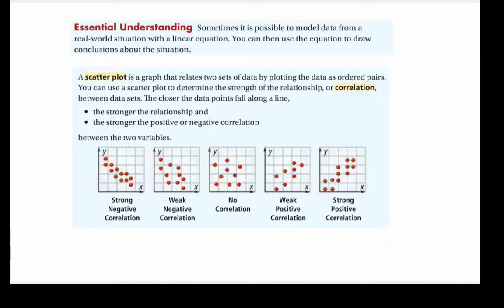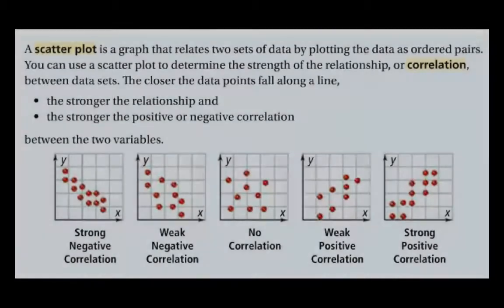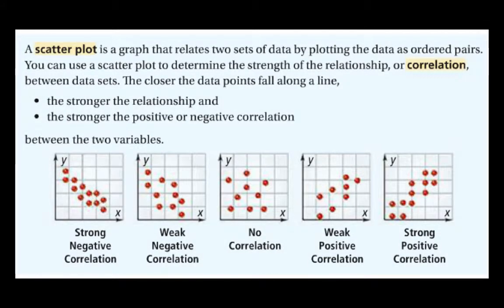A scatter plot is a graph that relates two sets of data by plotting the data as ordered pairs. You can use a scatter plot to determine the strength of the relationship or correlation between data sets. The closer the data points fall along a line, the stronger the relationship and the stronger the positive or negative correlation between two variables. This first graph, we see a strong negative correlation because the cluster, the pattern, is going down from left to right.